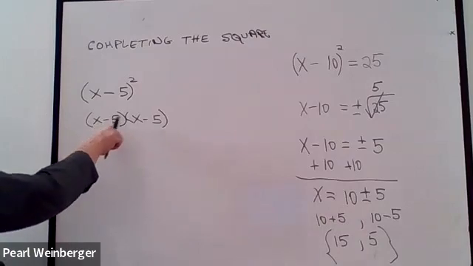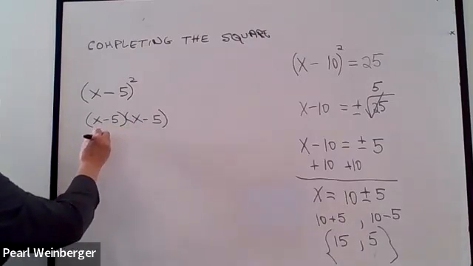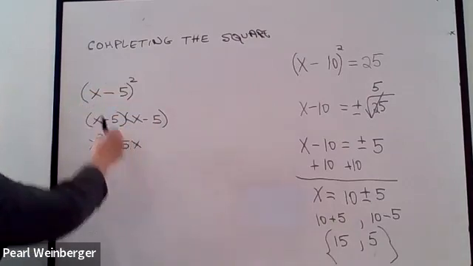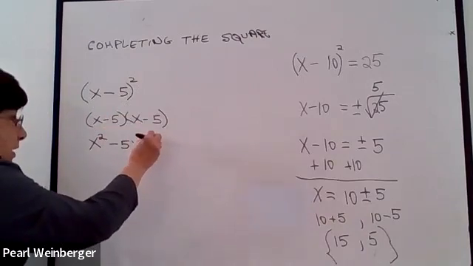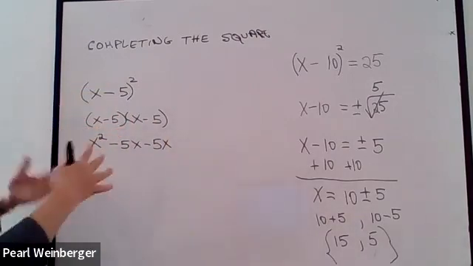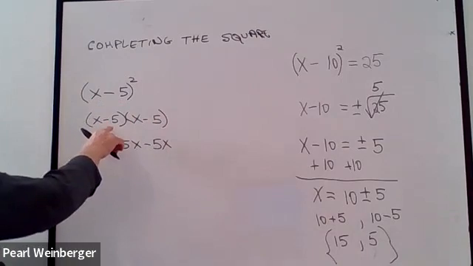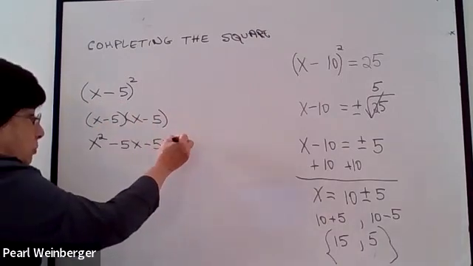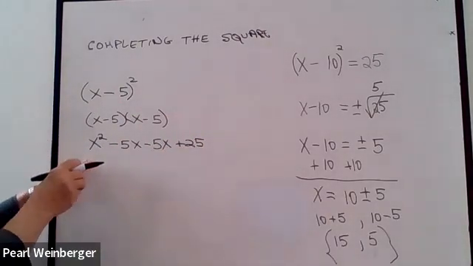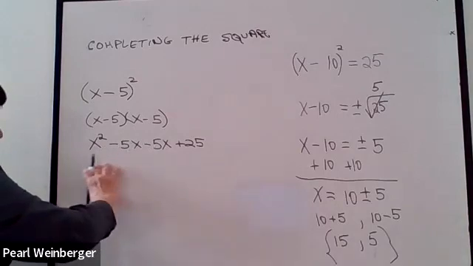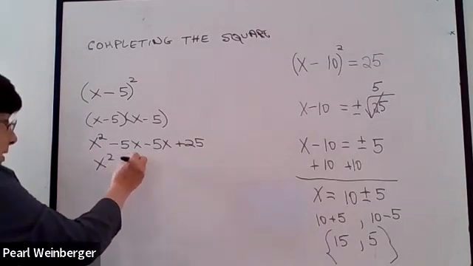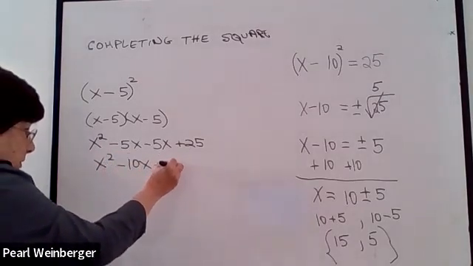So we'll get x times x, and that'll give me x squared. Outer will give me -5x. Inner will also give me -5x. It turns out that the inner and the outer are the same because you're multiplying the same thing by itself. And last will be -5 times -5, which is plus 25. And obviously we can combine this to x squared minus 10x plus 25.